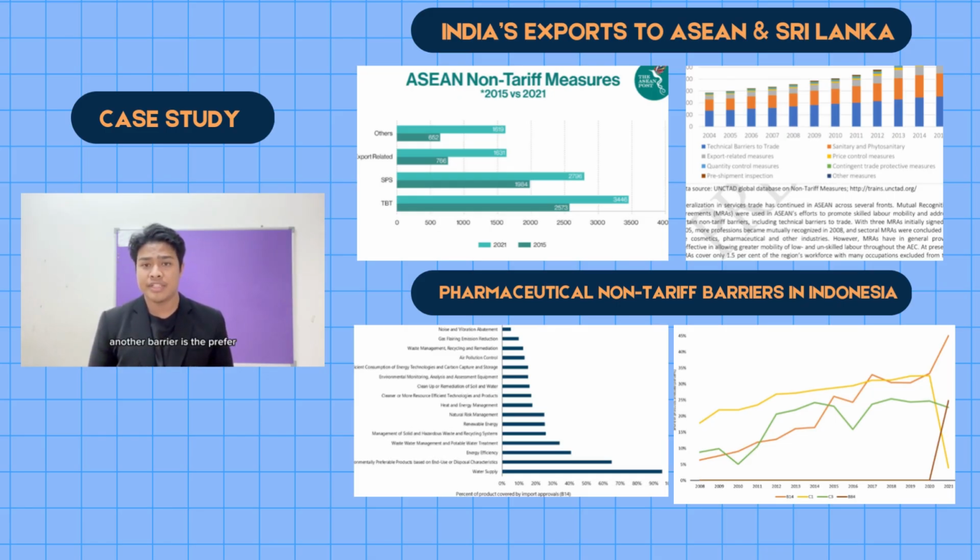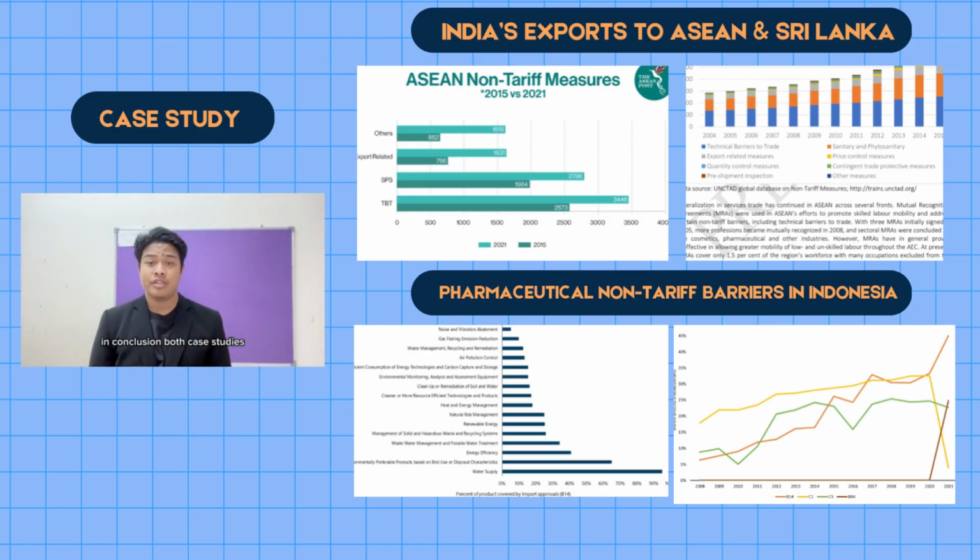Another barrier is the preference for locally produced medicines. Foreign firms are often encouraged to manufacture locally or partner with domestic companies. These requirements increase costs for foreign firms and reduce competition in the market. As a result, patients may face higher prices and slower access to new or innovative medicines.